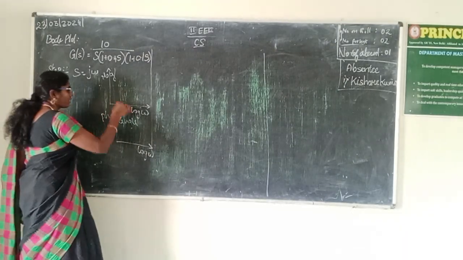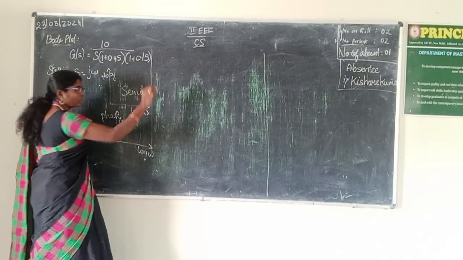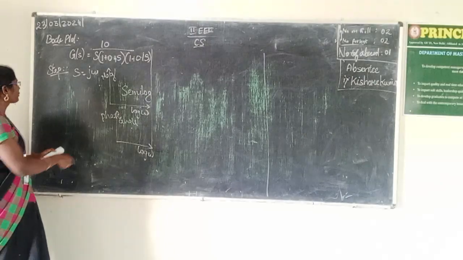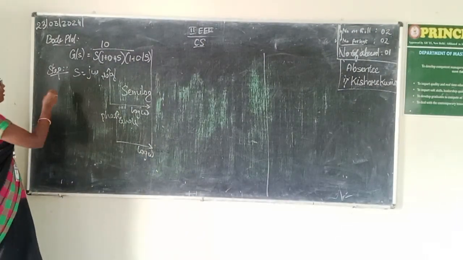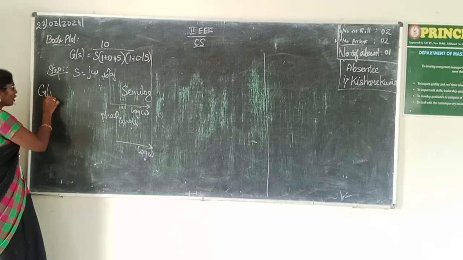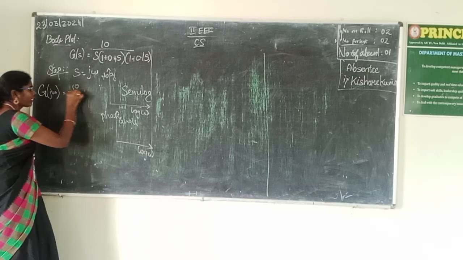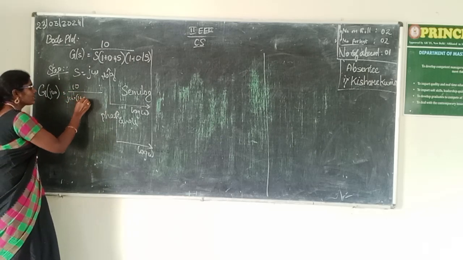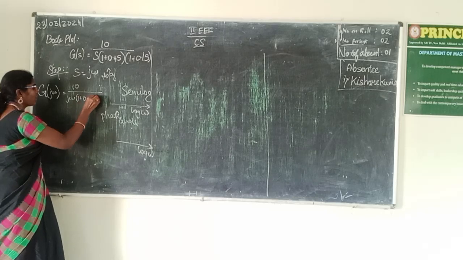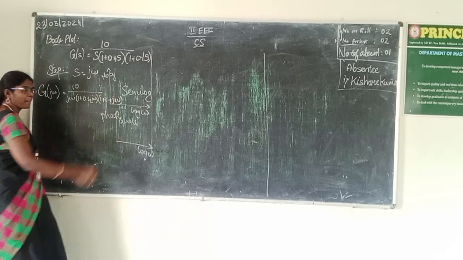For this we will be using semi-log graph sheets. Now going to the problem, s is equal to j omega. First, G of j omega is equal to 10 divided by, in place of s, j omega into 1 plus 0.4 j omega into 1 plus 0.1 j omega.